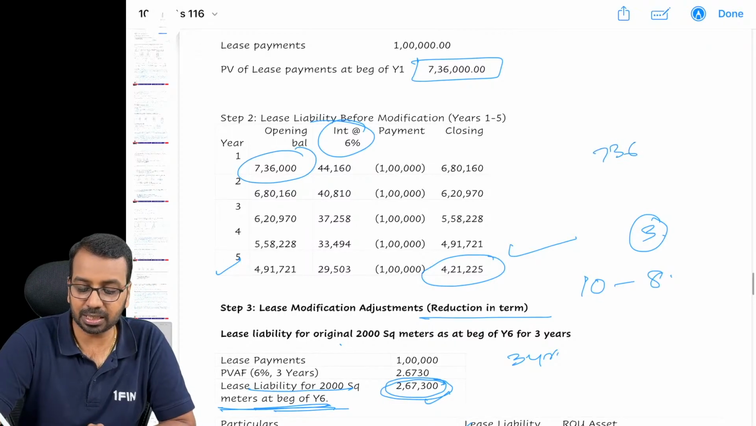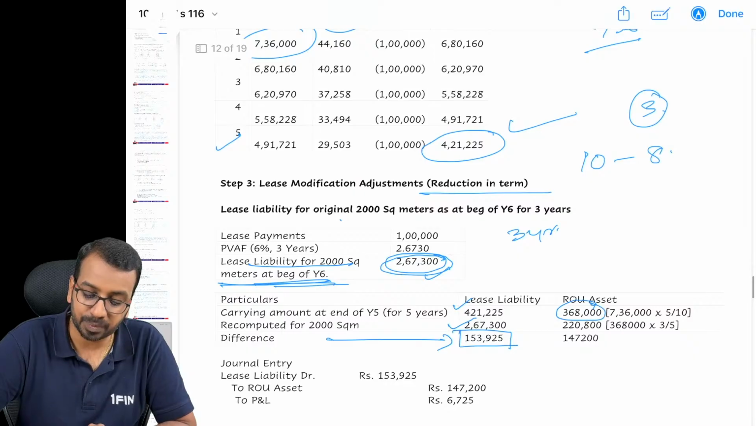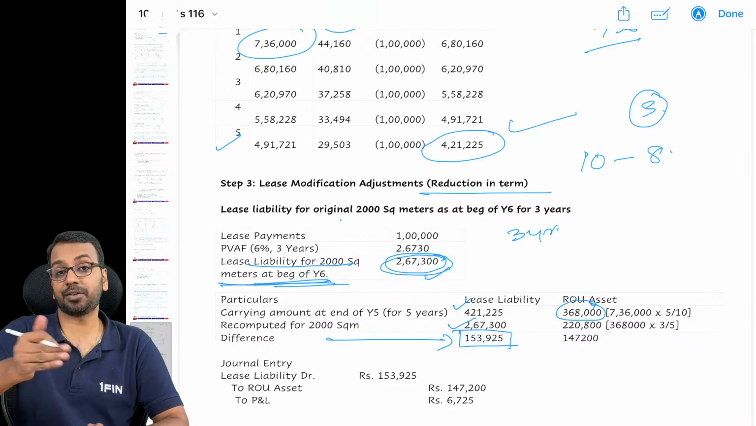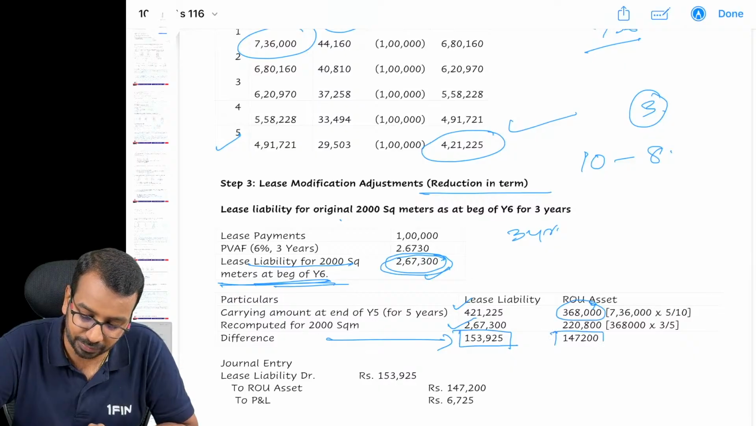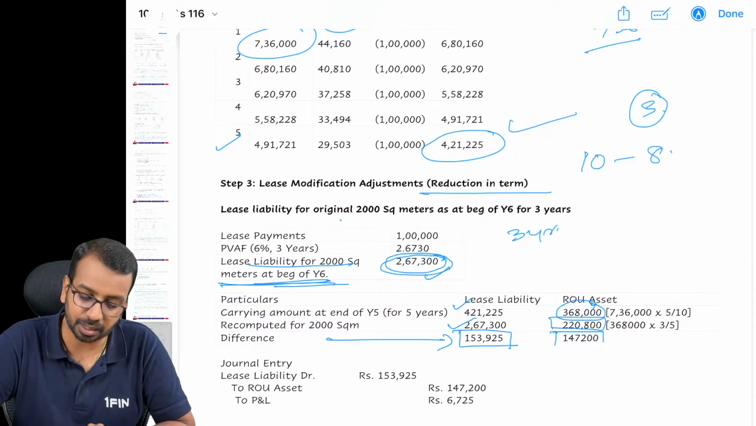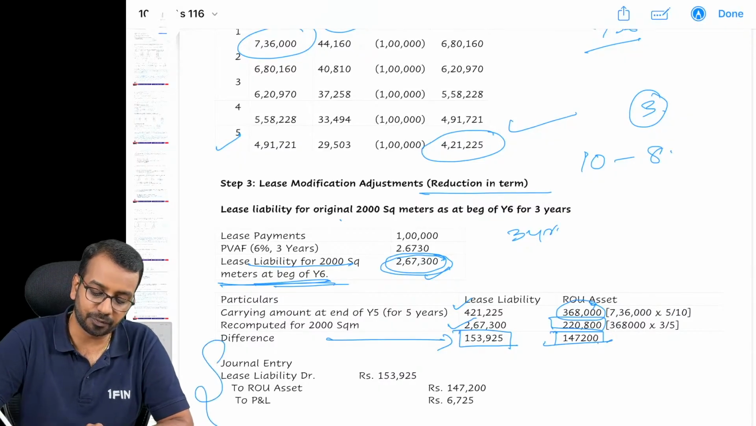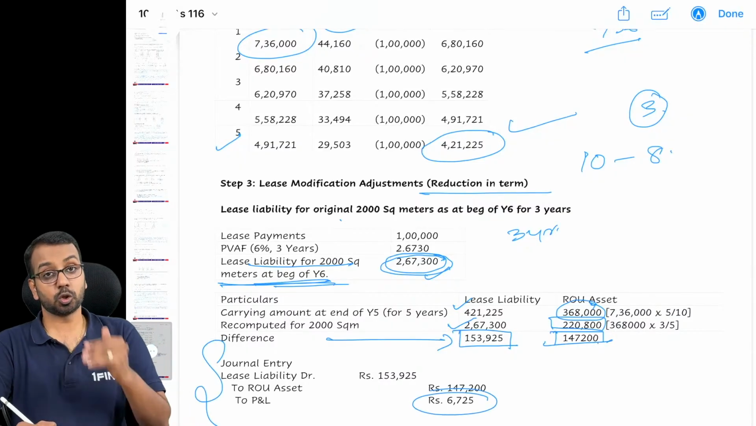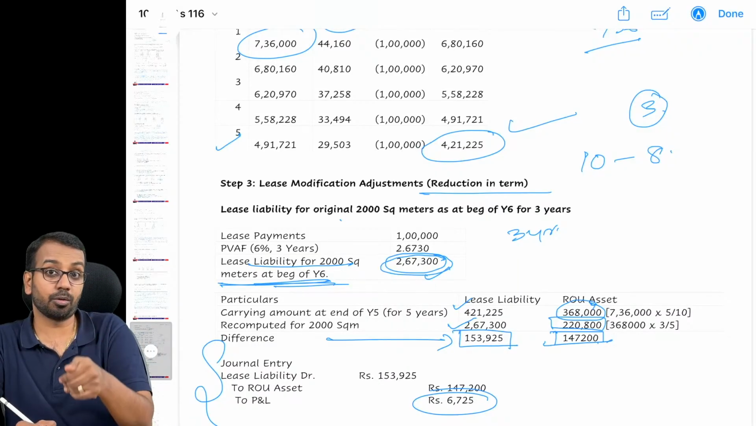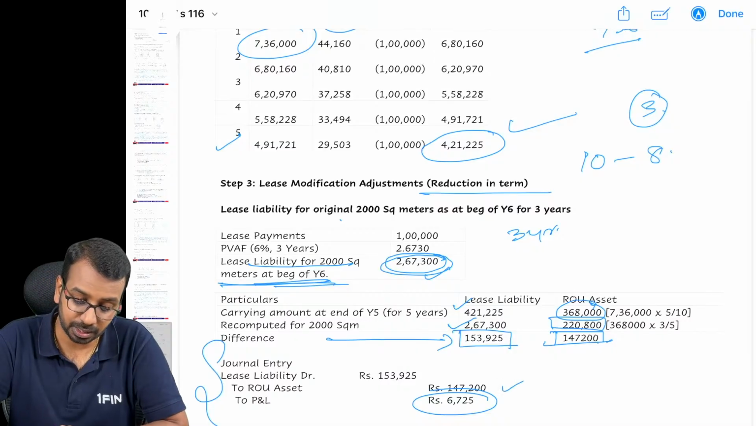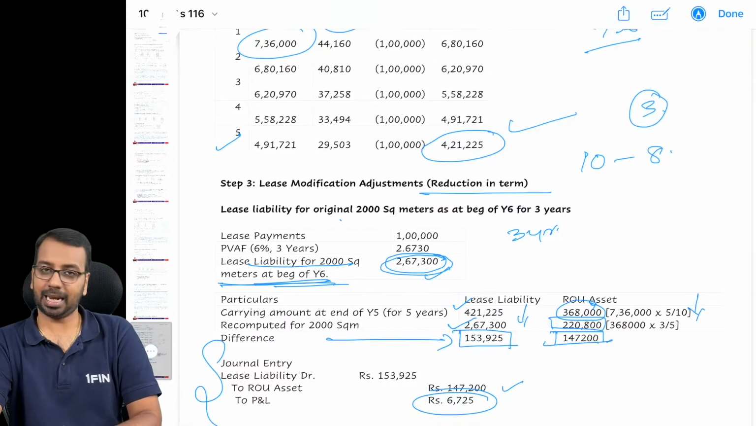Similarly, right of use asset 736. 736 has now become how much? Divide by 2, 368. Out of that 368, for 3 years, how much should be the right of use asset? 220,800. So you have to reduce the right of use asset by 147,200. This difference will be taken to P&L. So first we are accounting for reduction in term, proportionately reducing the right of use asset and the lease liability.